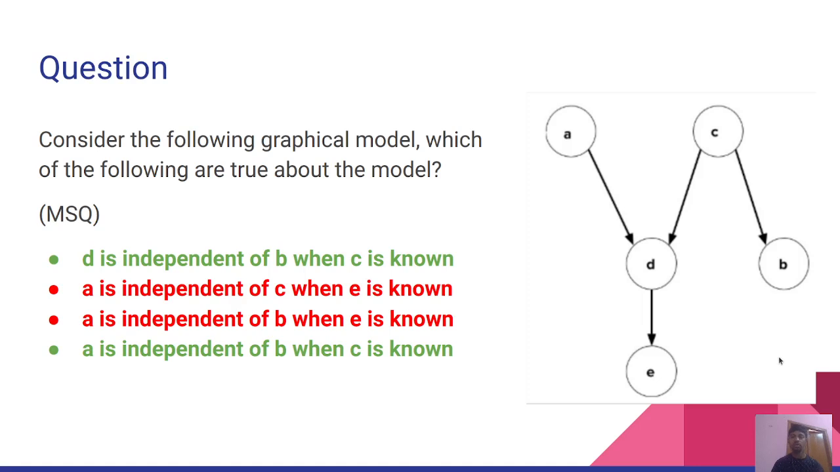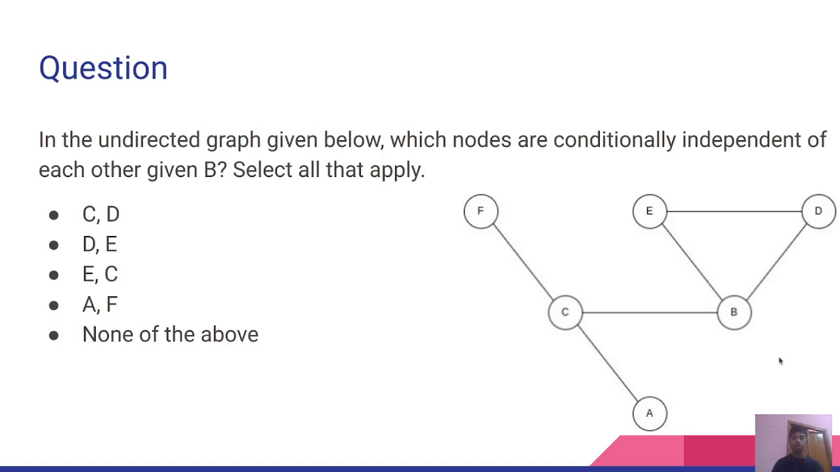Then let me move on to the next question. This one is again an undirected graph. We have to find out which of the given options are independent. C and D, are they independent? D and E, are they independent? E and C, are they independent? Given B, in all the cases B is given.